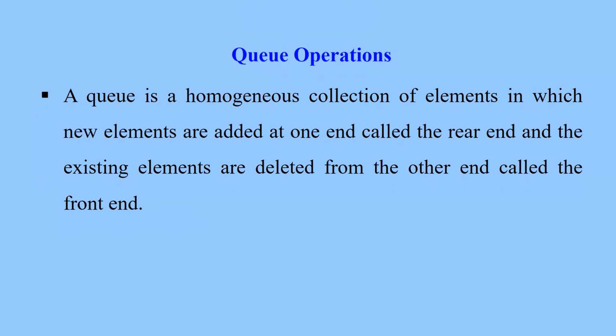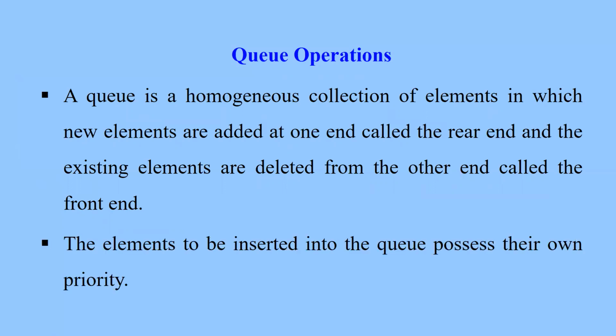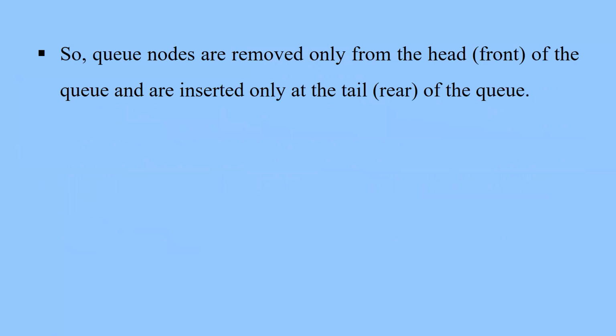Generally, a queue is a homogeneous collection of elements in which new elements are added at one end called the rear end, and the existing elements are deleted from the other end, which we call the front end. The elements to be inserted into the queue possess their own priority. So, queue nodes are removed only from the head, that is from the front of the queue, and are inserted only at the tail, or what we call the rear of the queue.